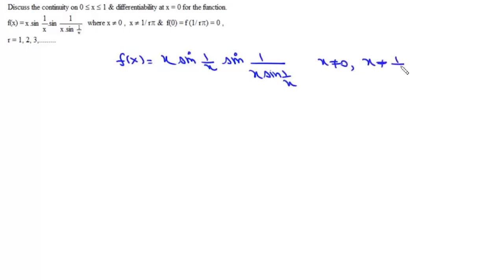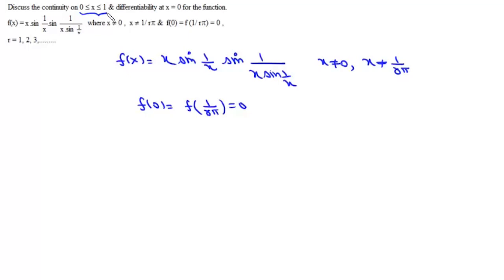Now here the question is, we are given this function f(x), which is defined as x sine(1 by x) sine(1 upon x sine(1 by x)) if x is unequal to 0 and x is unequal to 1 upon r pi. And it is also given that f(0) equals f(1 upon r pi) and it is equal to 0. Now we need to check its continuity in the interval 0 to 1.